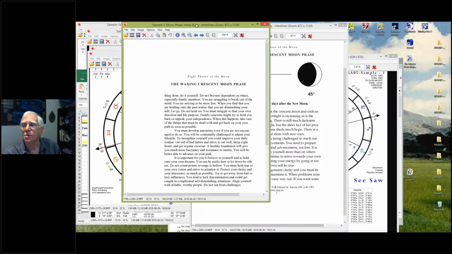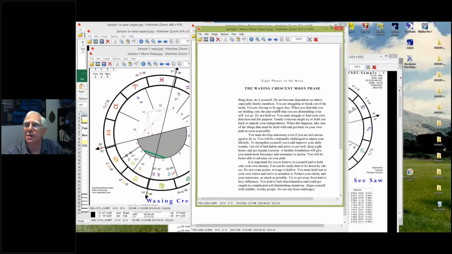If you want something done, do it yourself. Do not become dependent on others, especially family members. You are struggling to break out of the mold. You are striving to be more free. When you find that you are holding on to the past, realize that you are diminishing yourself. Let go. Do not hold on. You must struggle to find your own direction and life purpose. Family concerns might try to hold you back or impede your independence. When this happens, take care of the things that must be dealt with and get back to your own path as soon as possible. You must develop autonomy, even if you are not encouraged to do so.